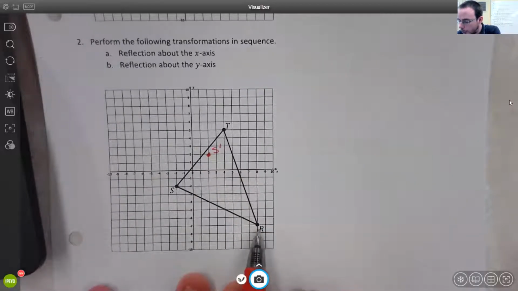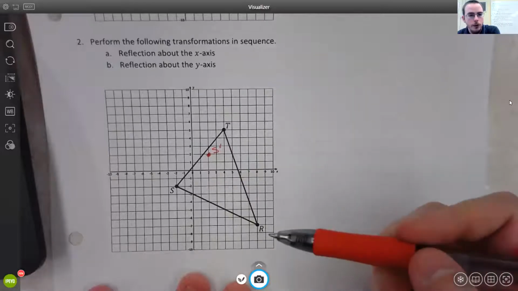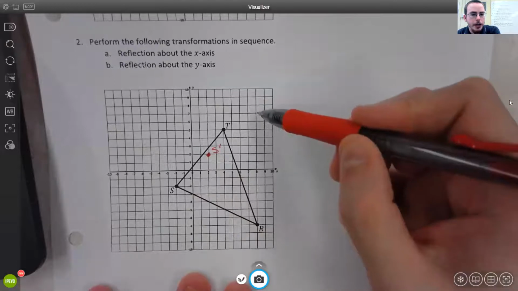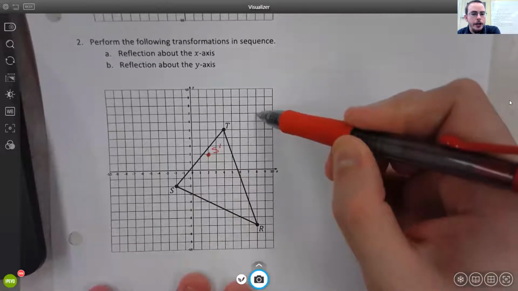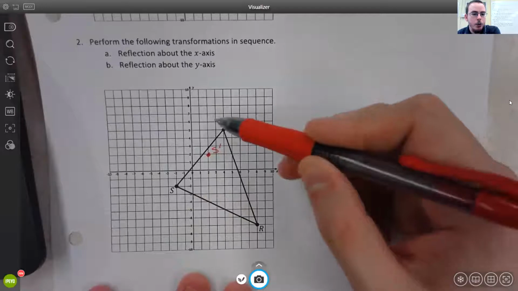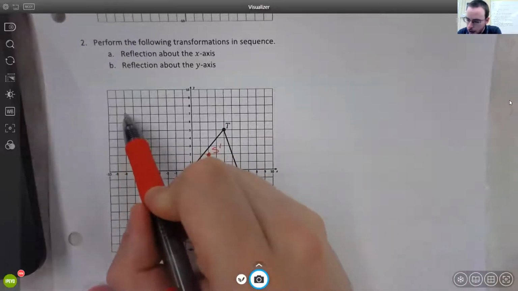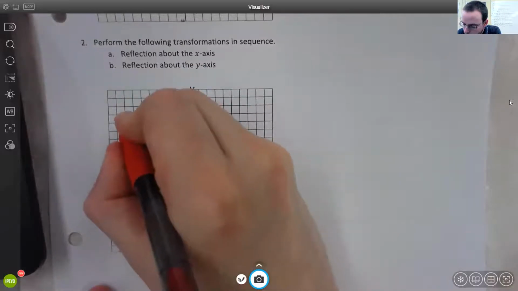Then you do R the same way, reflect it over the x-axis first. So it's 7 below, so it needs to be 7 above. And then it's 8 to the right of the y-axis, so it needs to be 8 to the left of the y-axis. So your R prime would be here.